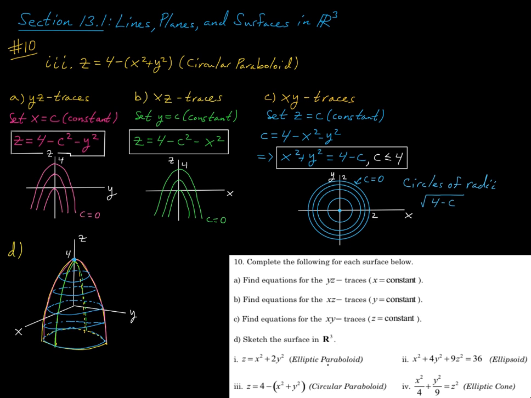Okay, and just like we saw for the first surface, that's a good name, right? There we called that an elliptic paraboloid because the cross sections parallel to the XY plane were ellipses. Here there's circles, hence the name circular paraboloid. But in any event, that does it.